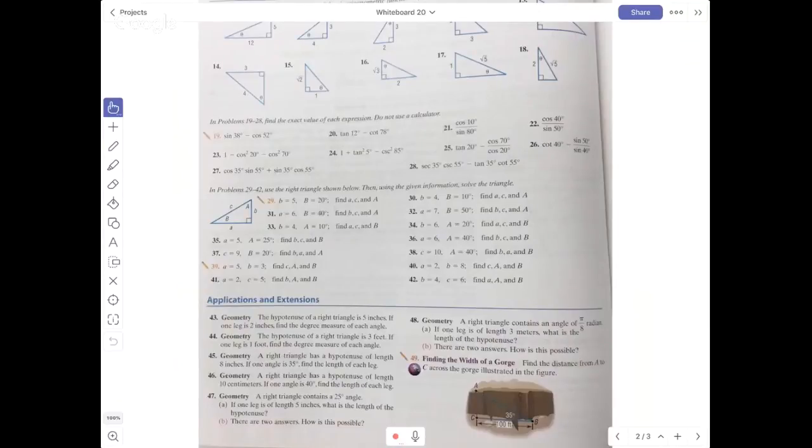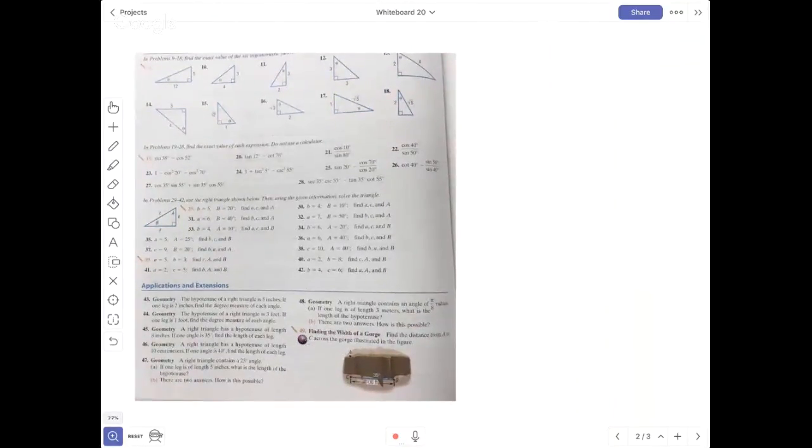Okay, so I'm going to start with some of these easy ones back at the beginning. Maybe a cofunctions of complementary angles problem from 19 through 28. Then maybe one of those word problems, and we'll move on to some vectors. Okay, so I'm going to start with, I think number 15 seems like a decent one.